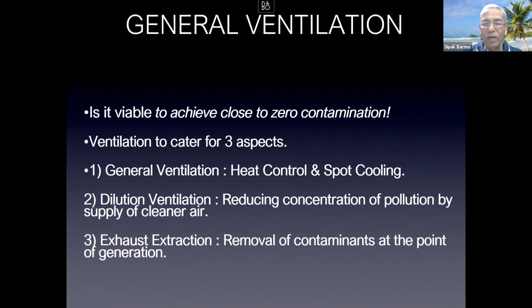One is general ventilation, which would be heat control and spot cooling. The other is dilution ventilation, where we reduce the concentration of pollution by supplying cleaner air and diluting the number of polluting particles in the air. And then we have an exhaust extraction system.